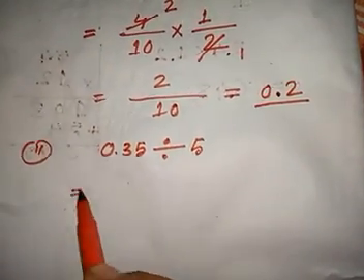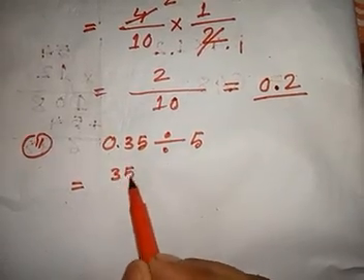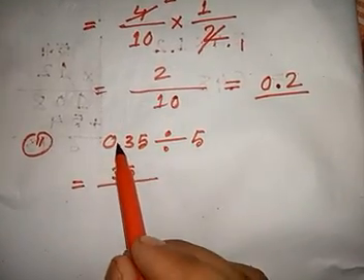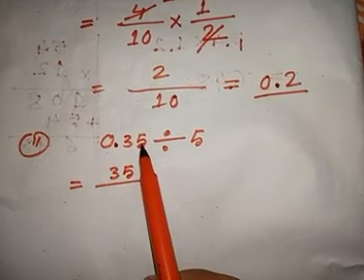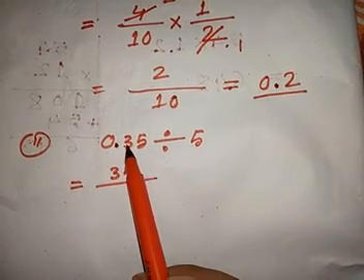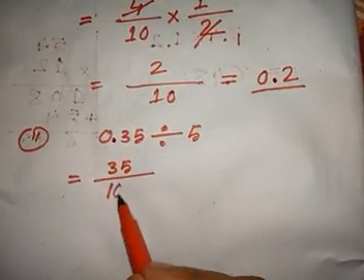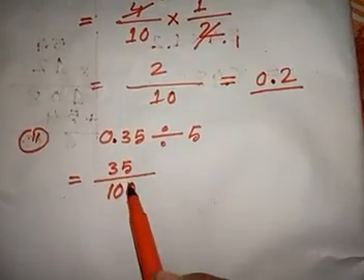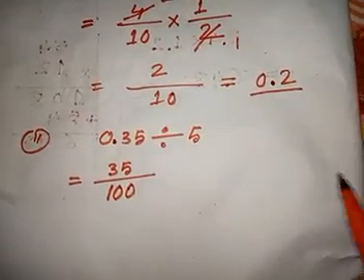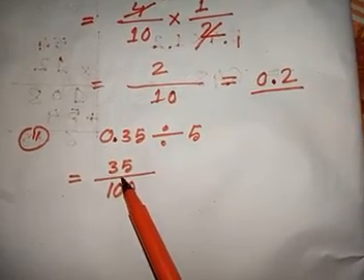The first step is you have to remove this decimal. So you write the number 35 divided by. Now you see this decimal is before how many digits? It is before 2 digits. So you have to divide this 35 by 100. It is because the decimal is before 2 digits. 35 by 100 you have to write. That means you have to write the decimal in the form of a fraction.